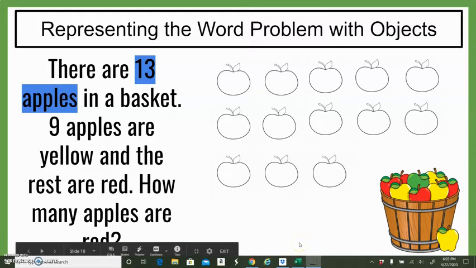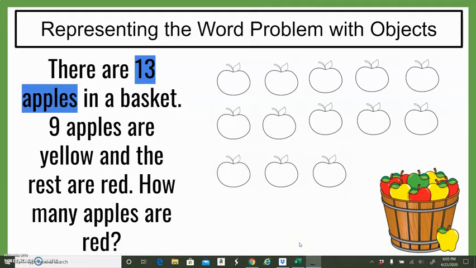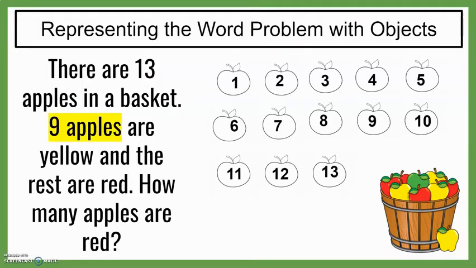Now let's represent the word problem with objects. You can use any objects around your house to represent a word problem. I am going to use apples as the objects. Since I already know that there are 13 apples in the basket, I am going to put 13 apples here. The next thing I know is that the word problem tells us that there are 9 yellow apples. So I'm going to go ahead and put 9 yellow apples.